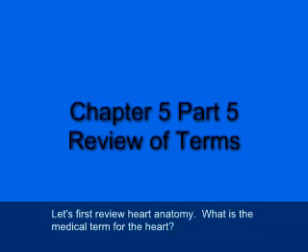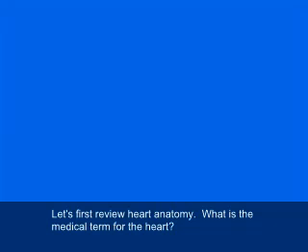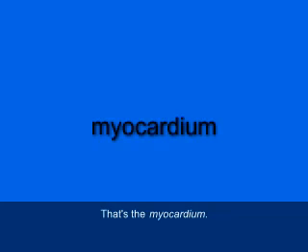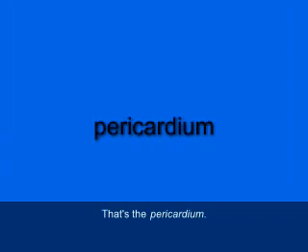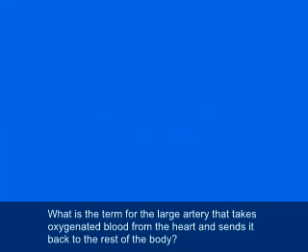Let's first review heart anatomy. What is the medical term for the heart? That's the myocardium. What is the term for the sac that surrounds the heart? That's the pericardium. What is the term for the large artery that takes oxygenated blood from the heart and sends it back to the rest of the body?